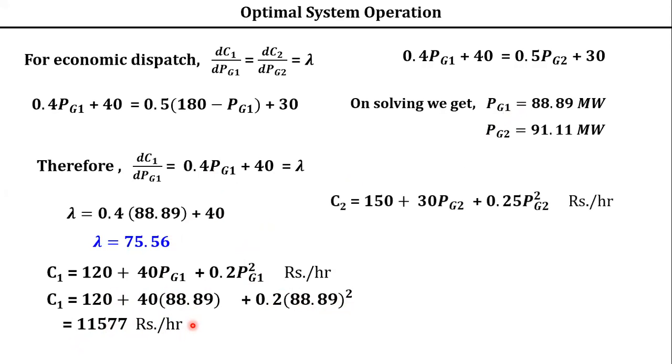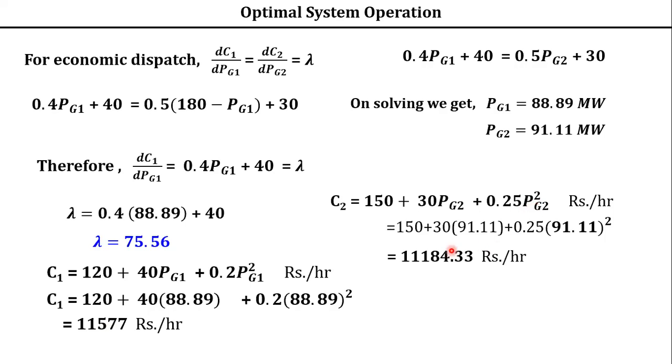Now similarly, find C2, the cost of plant 2 generation. This is the C2 equation that has been given. Substitute the PG2 you got here, and you will get C2. This is your question 1. Question 2 we will solve in tomorrow's class. This is the cost of individual generation. You can check these values, and if there is any mistake in the calculated values, you can inform me tomorrow.